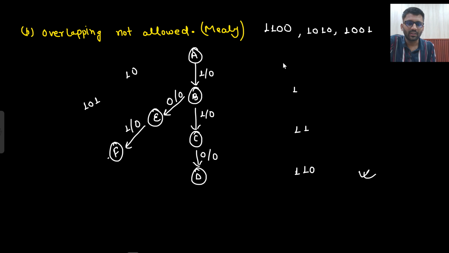Now what about the next one? Next one I require 1 0 0 1. So 1 0 is already there. Right? 100 is there? No, 100 is not there. So 1 0 is already there. So what will I do? From E to G I will go.